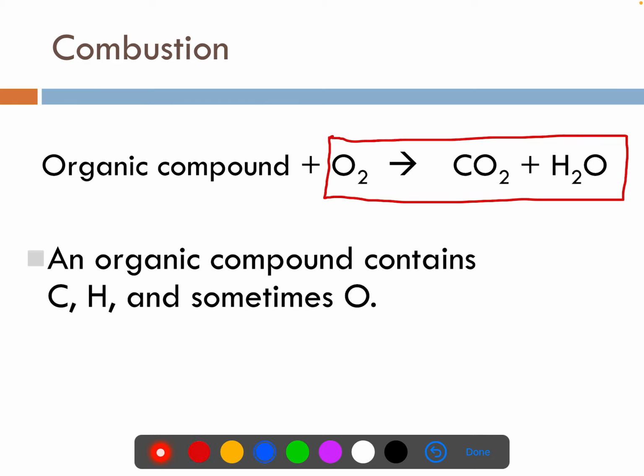Now, what is an organic compound? An organic compound contains C's and H's for sure, like CH4 or something like that, and sometimes also contains O's. Sometimes we have organic compounds that are called alcohols. So you could recognize combustion reactions by seeing the reaction with oxygen producing CO2 and water.